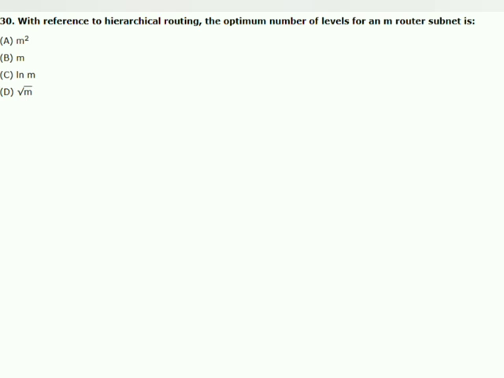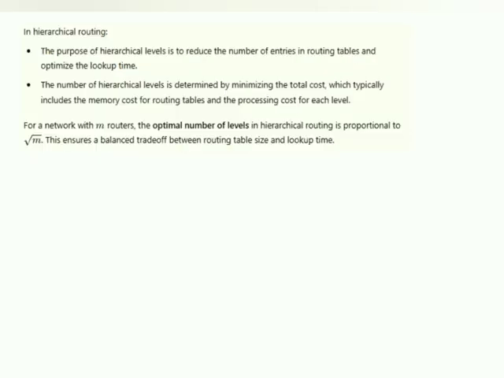With reference to hierarchical routing, the optimum number of levels for an M router subnet is... So the answer is root M. In hierarchical routing, it will reduce the number of entries in the routing table and optimize the lookup time. That means it will reduce the search time. So we are reducing the number of entries in the table, and obviously we are reducing the time for searching the entries.